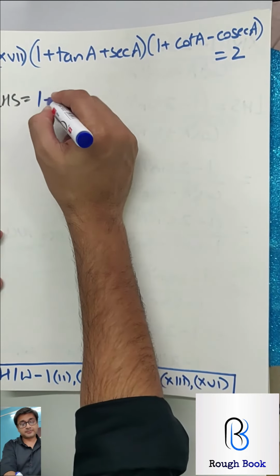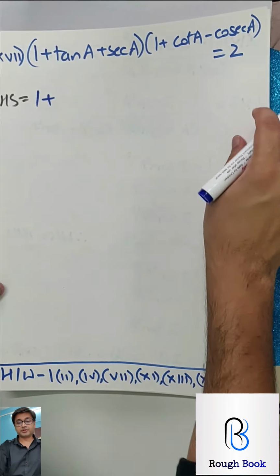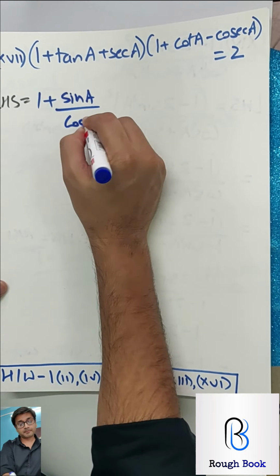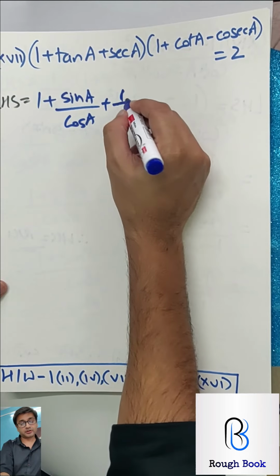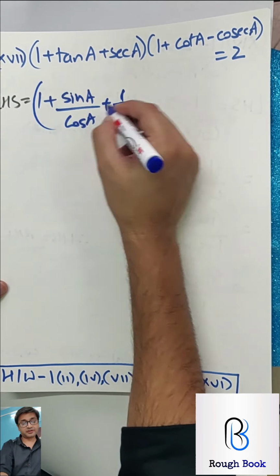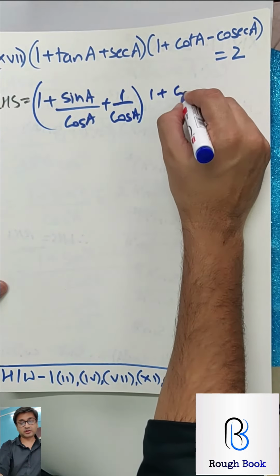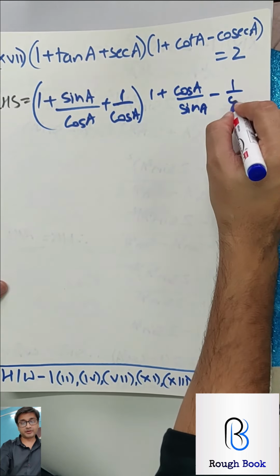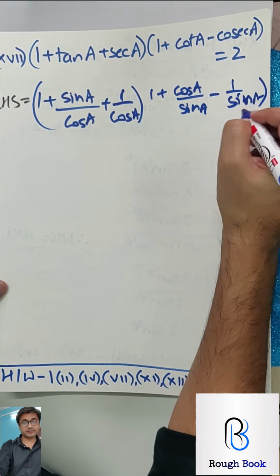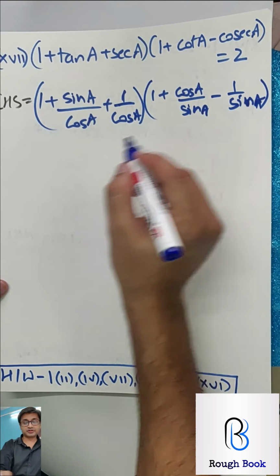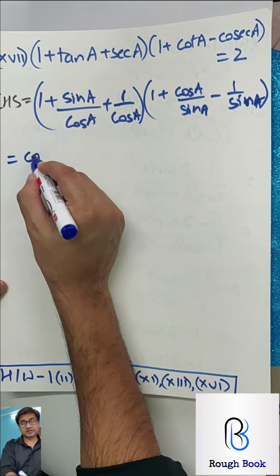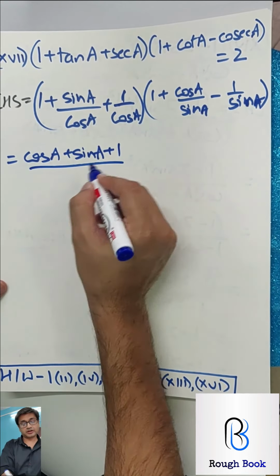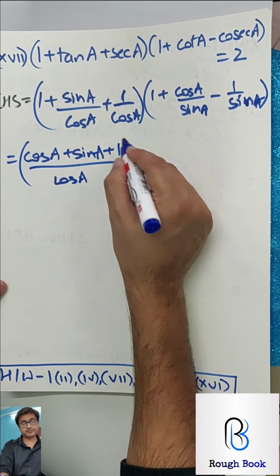So 1 plus tan, converting into sine cos. So tan is going to be sine A upon cos A plus 1 upon cos A, everything in a bracket. Likewise 1 plus cos A upon sine A minus 1 upon sine A, again in a bracket. So what happens now? Take the LCM as cos A. So cos A plus sine A plus 1 upon cos A in one bracket.